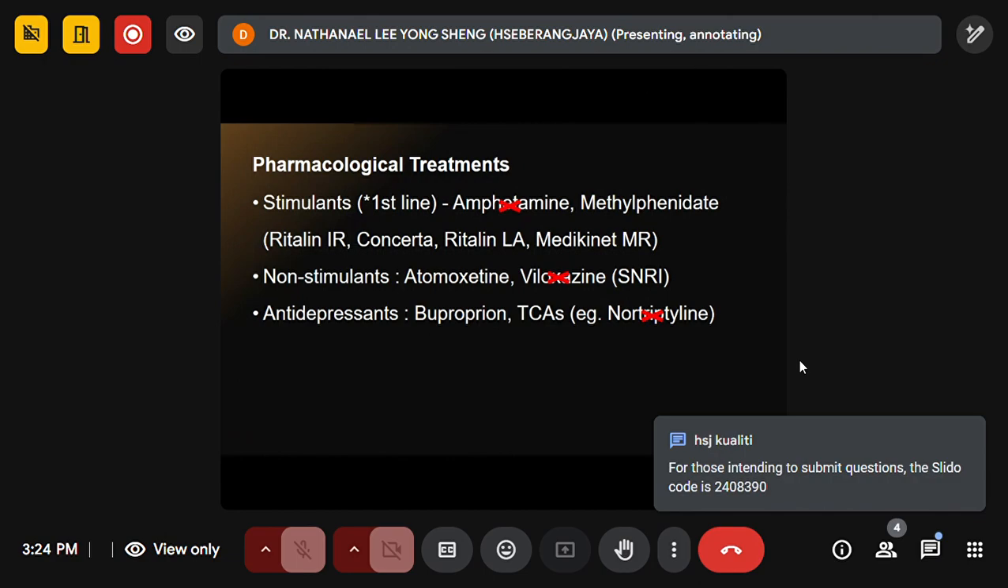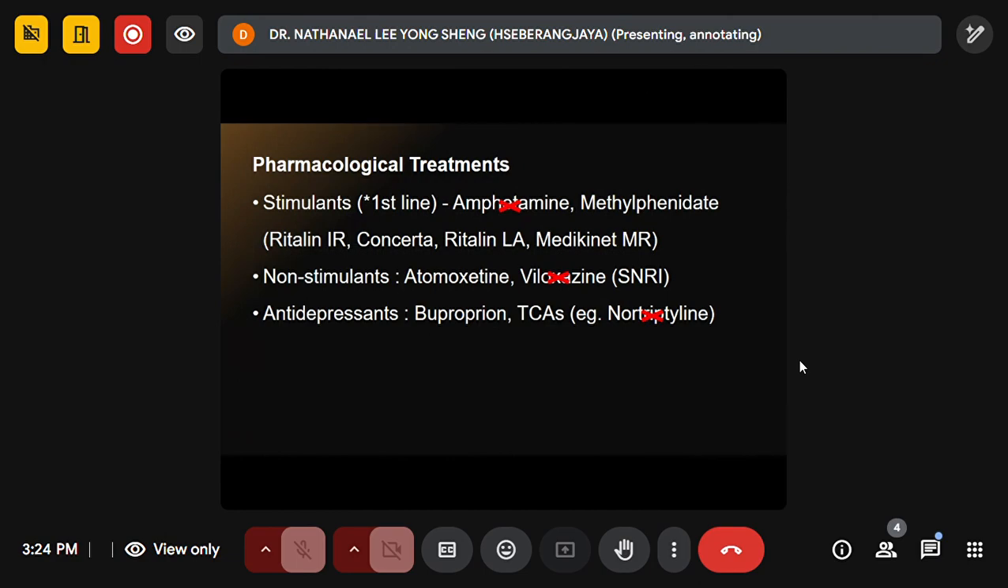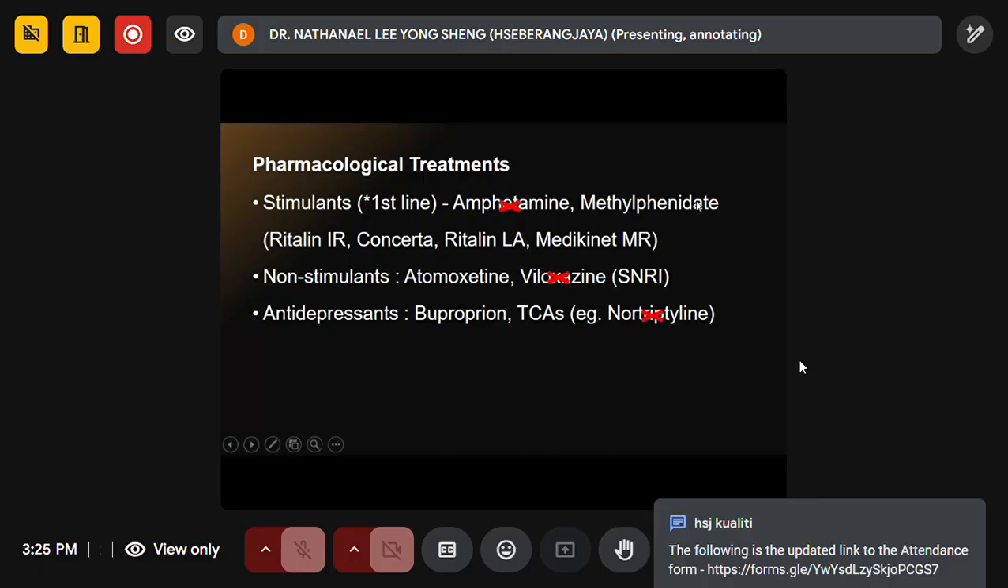For pharmacological treatment, there are 3 categories of medications that could be used and are evidence-based to treat adult ADHD. However, stimulant is the first line for adult ADHD treatment, and according to the evidence-based data, amphetamine and methylphenidate are the 2 main groups of medication which are evidenced to treat ADHD. However, in Malaysia, we don't have amphetamine in our formulary, so we only have methylphenidate.